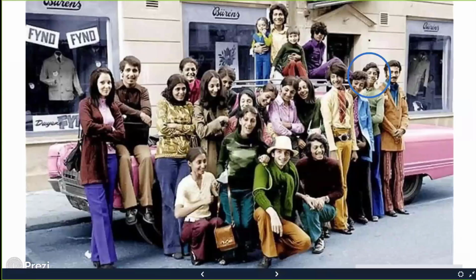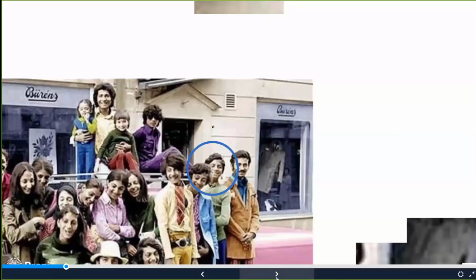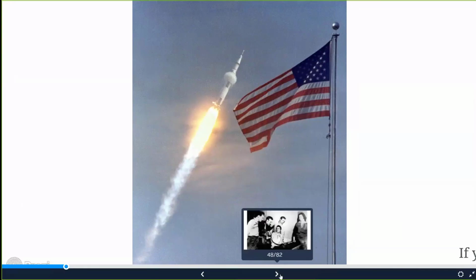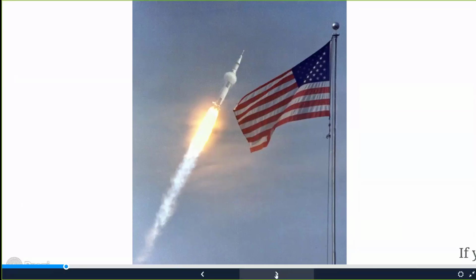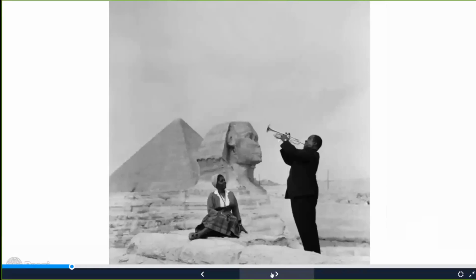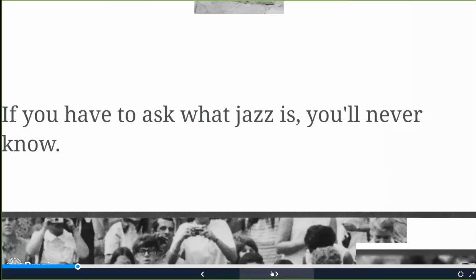Who is that? Do you know? Come on, you know that. Well, that's just Bin Laden. Yeah, pictures like that. This is an Atlas 1 or 2 rocket, I believe. When we were trying to get to the moon, we had to go through all those, learning how to use a rocket. Kind of a cool picture. Louis Armstrong outside Egypt playing the trumpet to his wife, I believe. If you have to ask what jazz is, you'll never know.